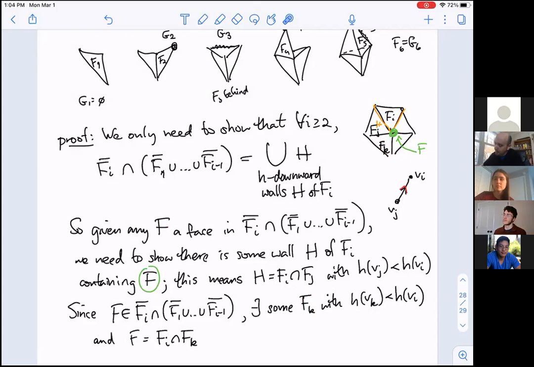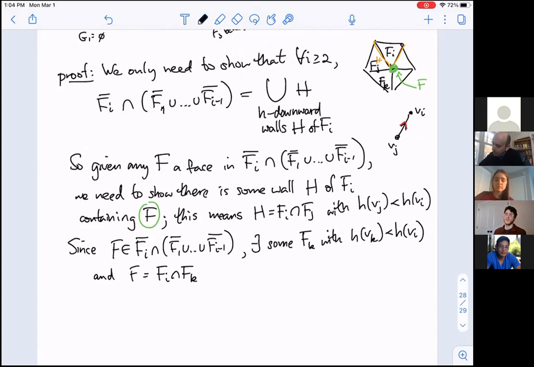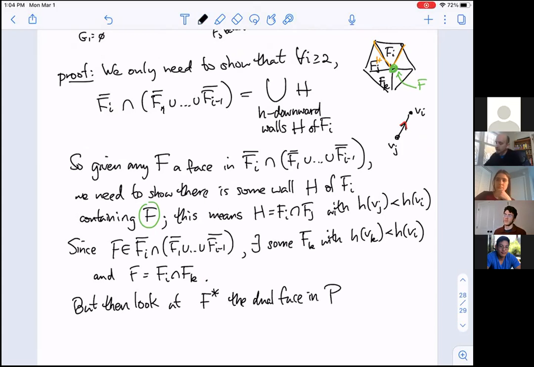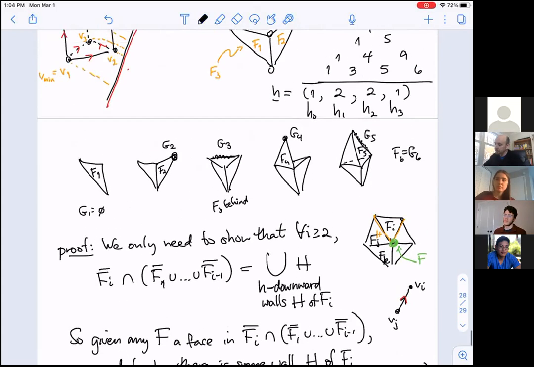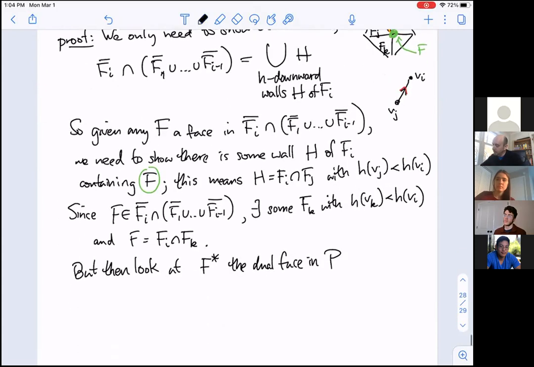Okay. But then I look at the dual face corresponding to F. Look at F star, the dual face in P. Okay, and now I have to be careful. Where were we? The dual face in P. This stuff was all happening in P polar, P the simple polytope, where we ordered the vertices.